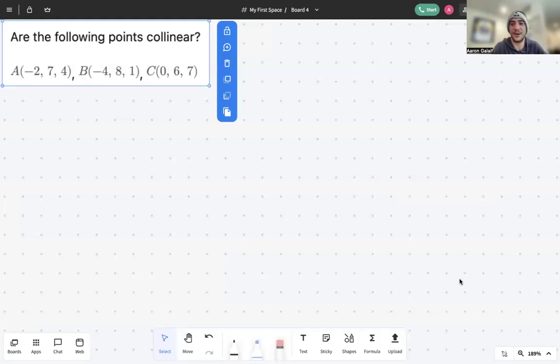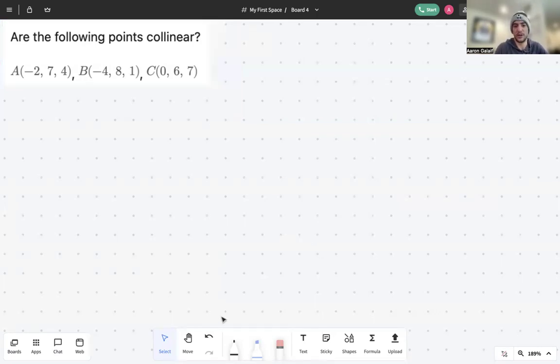Hello. In this video, we are going to go over how to show 3 points are collinear using vectors. And this is going to be very, very straightforward. So the first thing we need to do is find vector AB. And then the next thing we have to do is find vector AC. If vector AB and AC are parallel, then our points are collinear since A is the same point. So all we need to do is find AB.